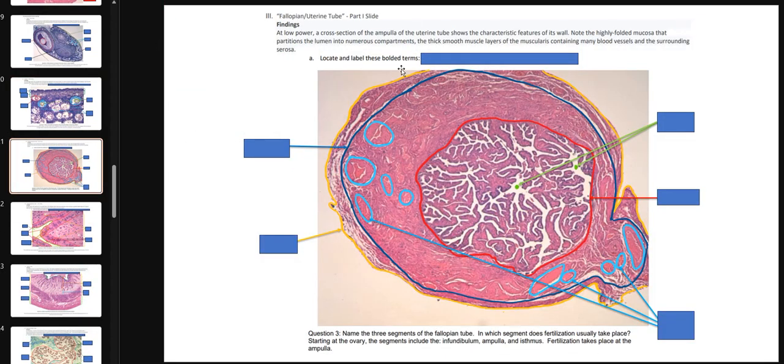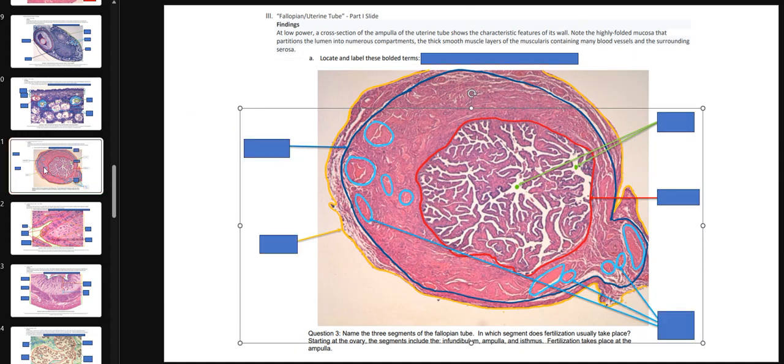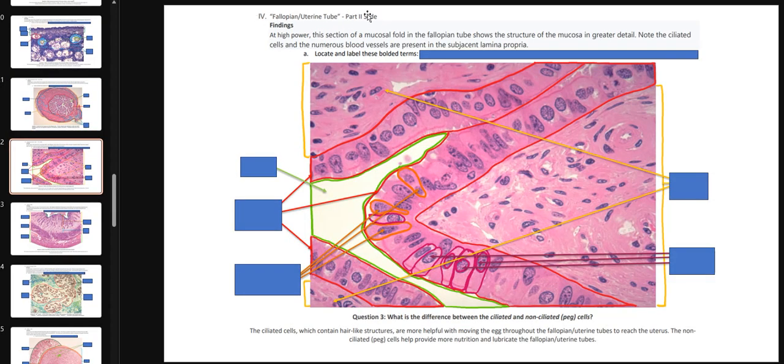Fallopian tube, uterine tube. We have lumen, mucosa, muscularis, serosa, blood vessels. Fallopian tube. We have lamina propria, lumen, mucosal epithelium, ciliated cell nuclei, and then non-ciliated, in parentheses, PEG cell nuclei.